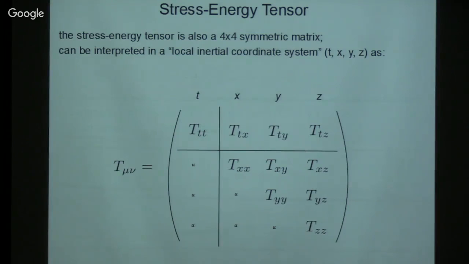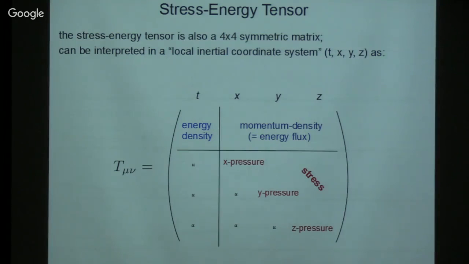If you have Minkowski-like coordinates at a given point, you have time and 3 space directions, then because it's symmetric, there will be 10 independent components of this matrix. And they each have their own interpretation from the perspective of somebody in a given frame of reference. The time-time component also goes by the name of energy density, the rate at which energy is flowing through time, because energy is momentum in the time direction.